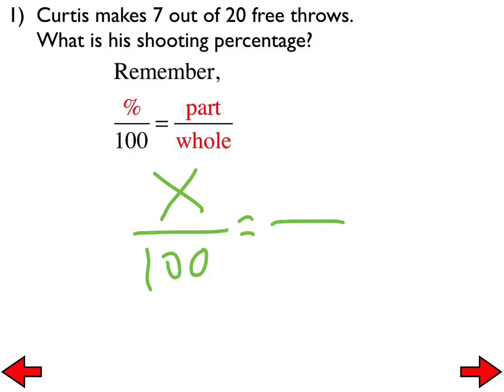And then it says 7 out of 20. Is 7 the part number or the whole number? Part. It's 7 out of a total of 20, right? So 20 being the total number would be on the bottom. Now it looks like a proportion you know how to solve. Go ahead and solve this proportion.